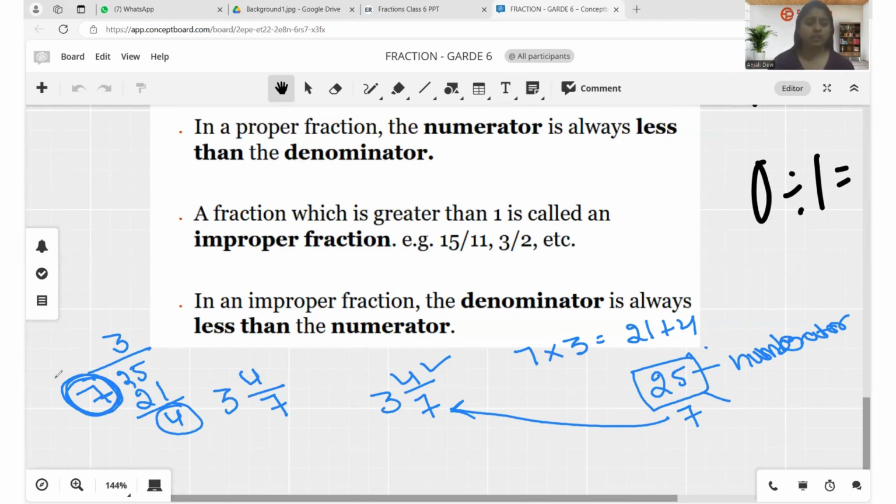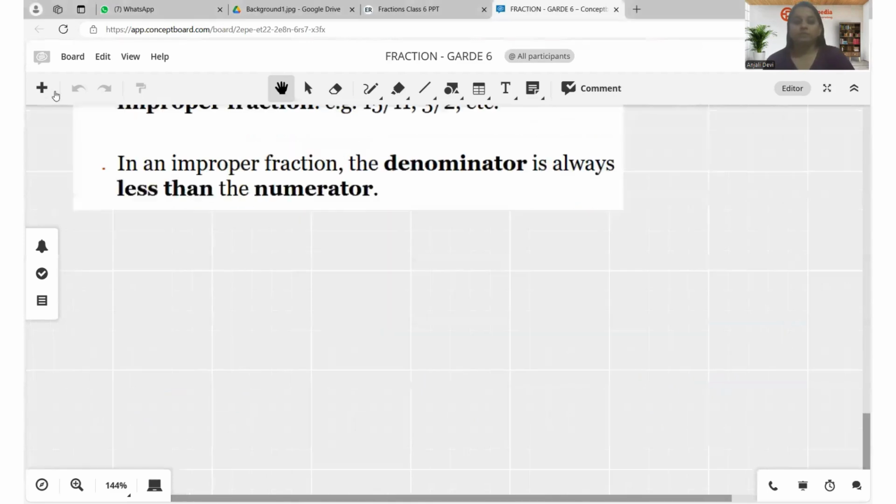They are very easy. The more questions you solve, the clearer the concept is going to be to you.